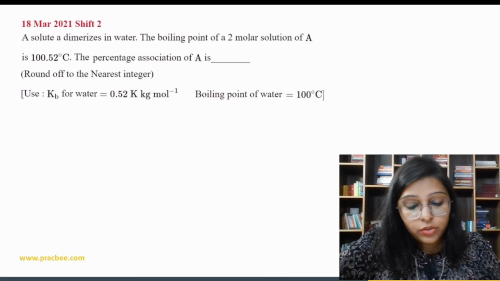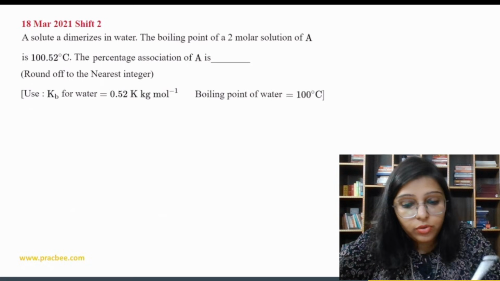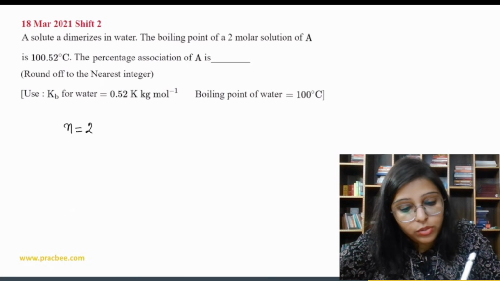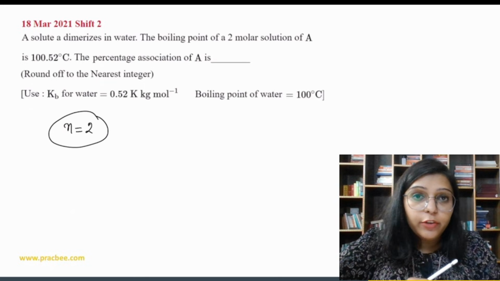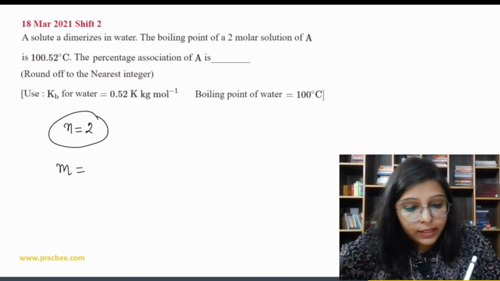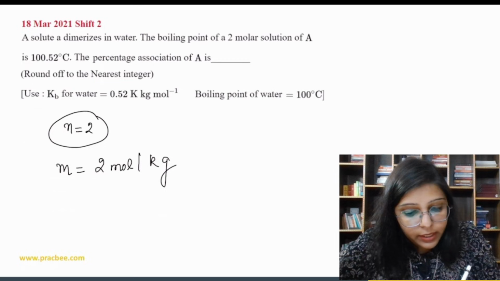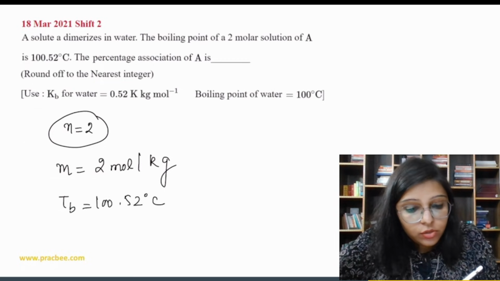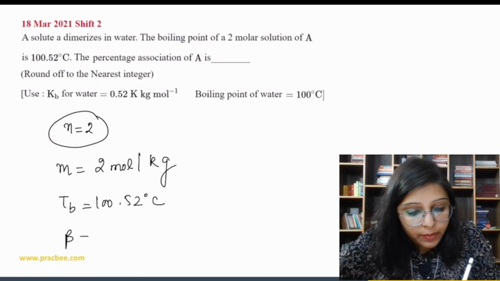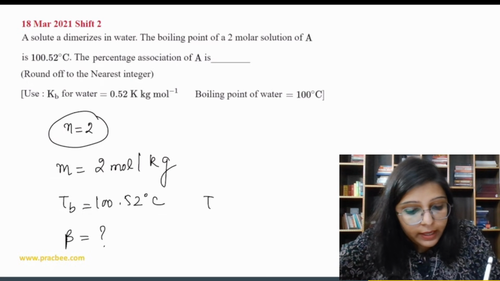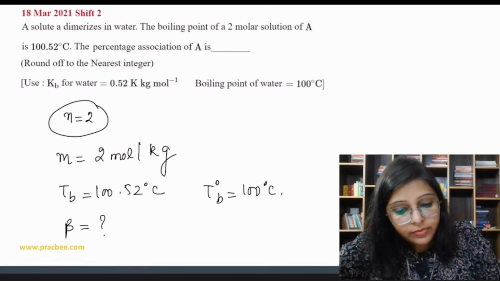Now let's do the next question. A solute dimerizes in water. So if it dimerizes in water, the n value is 2. The boiling point of a 2 molar solution, molality is 2, it means 2 mole per kg of A. The boiling point is 100.52 degrees Celsius. So you have to find the percentage of association, and T0b is equal to 100 degrees Celsius. Okay, so let's find out.